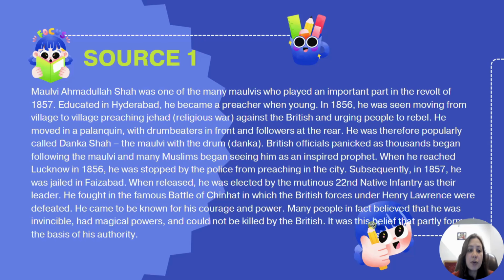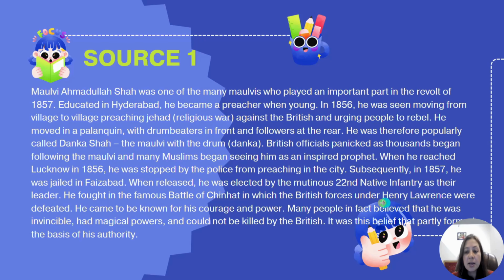He was seen moving from village to village, preaching jihad, that is religious war, against the British and urging people to rebel. He moved in a palanquin with drum beaters in front and followers at the rear. Therefore, he is known as Danka Shah. So this is a very important one mark question also, that who is also known as Danka Shah. So Maulvi Abdullah Shah. British officials panicked as thousands began following the Maulvi and many Muslims began seeing him as an inspired prophet.